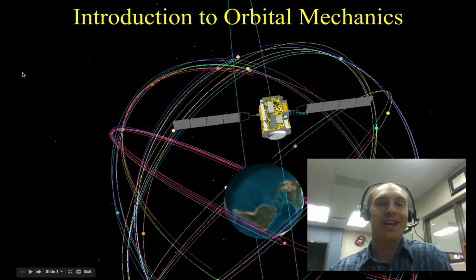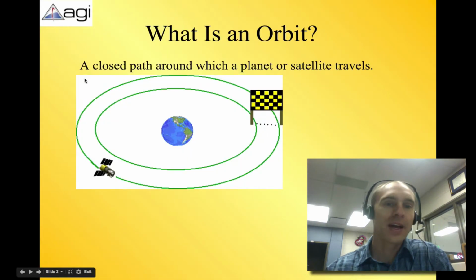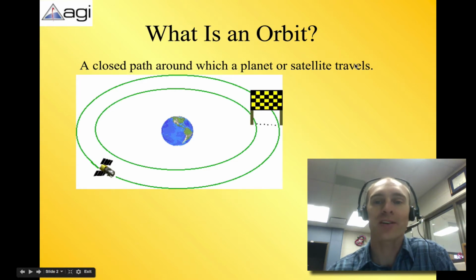And now it is time to study orbital mechanics. So get your brains out and your notebooks and pencils. First, let's look at what an orbit is. It is a closed path around which a planet or satellite travels. That is a beautiful definition.